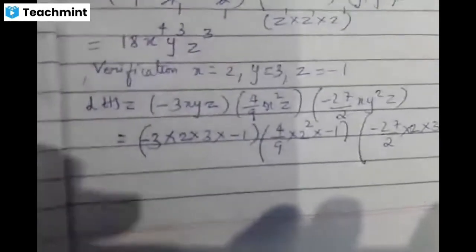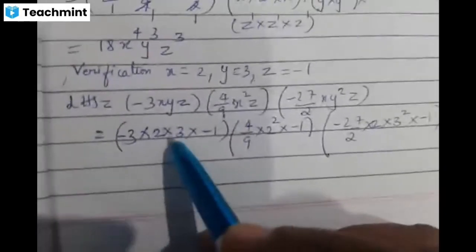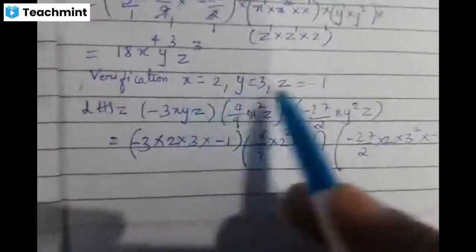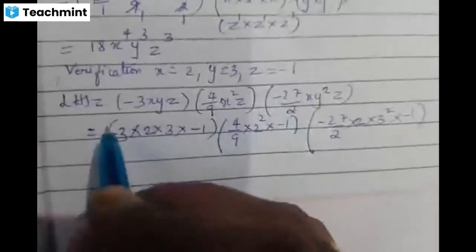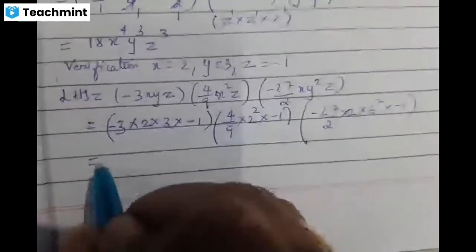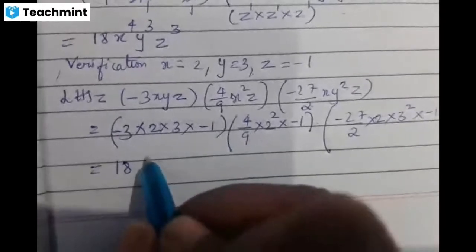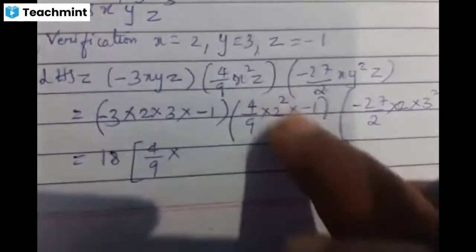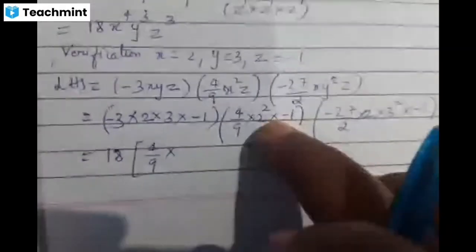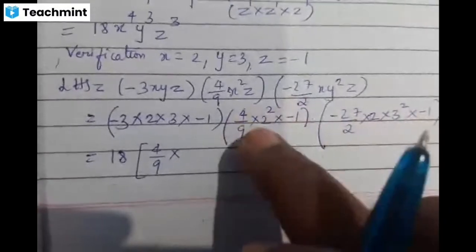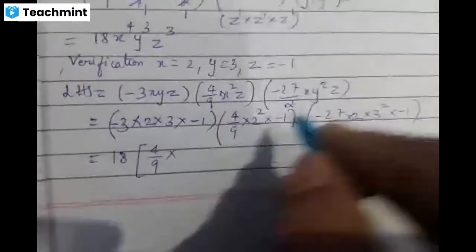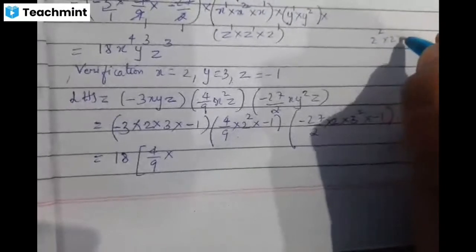In this way, first we have to consider LHS, and the next step is substitution. We have to substitute the given values of x, y, z in their places. After substituting, let us solve them. Minus into minus is plus. 3 twos are 6, 6 threes are 18. Here you have one bracket, 4 by 9. If you have exponents children like powers, first you should solve them first and then cancel. 2 square. 2 square means 2 is multiplied 2 times children.